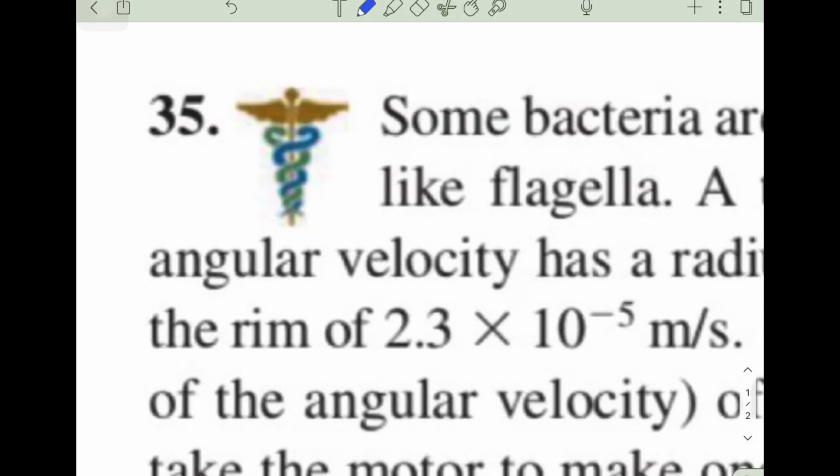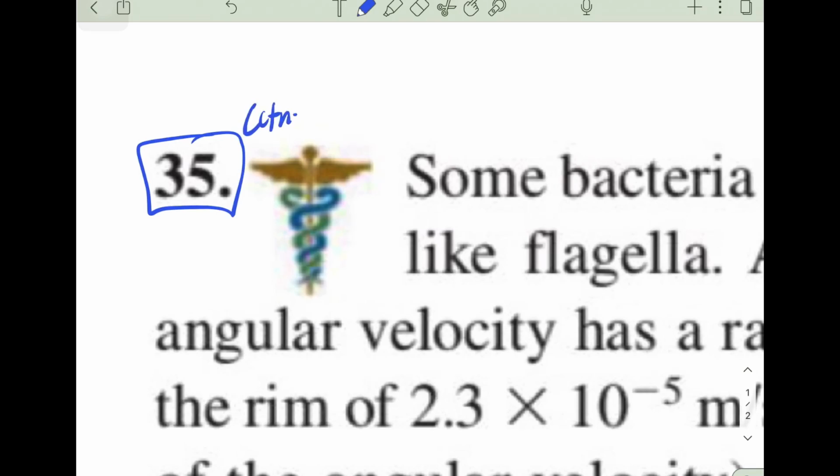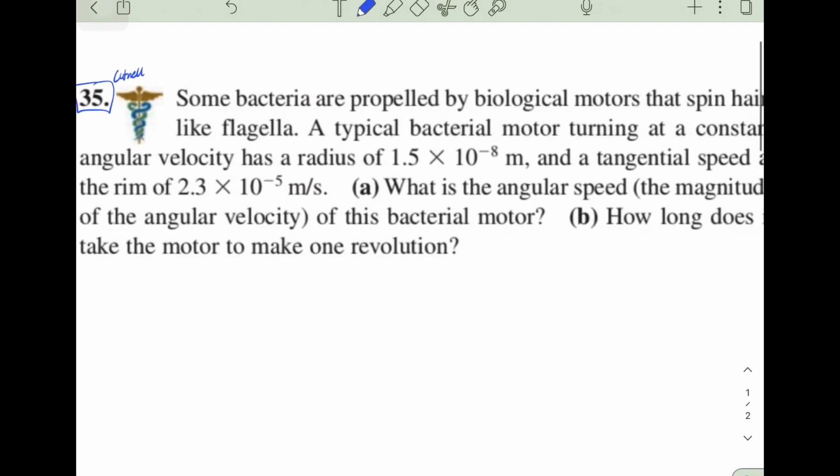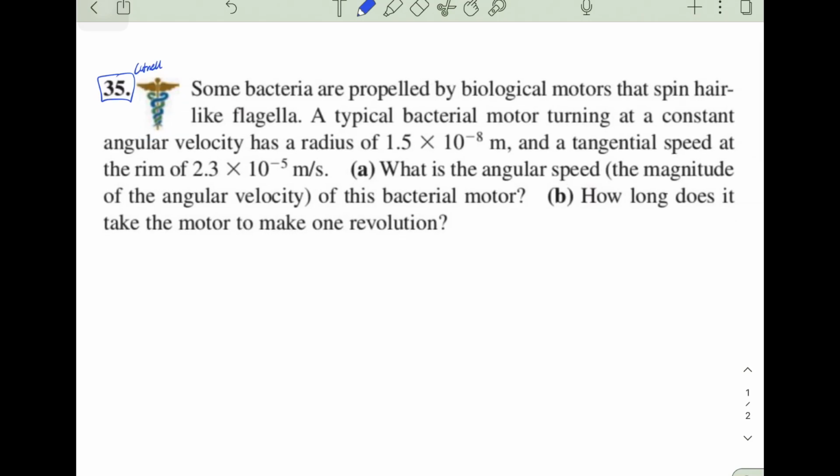This problem comes from the first rotation chapters of the Cutnell book, just in case you want to know where you can find it, and it relates to biology. Some bacteria are propelled by biological motors that spin hair-like flagella. A typical bacteria motor turning at a constant angular velocity has a radius of 1.5 times 10 to the negative 8 meters and a tangential speed at the rim of 2.3 times 10 to the negative 5 meters per second.